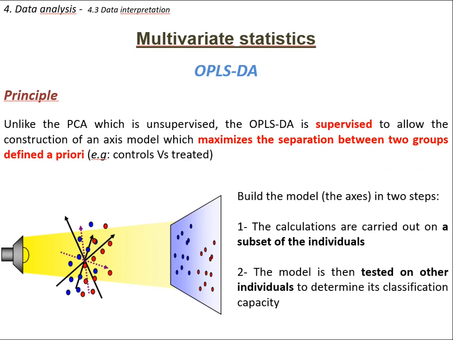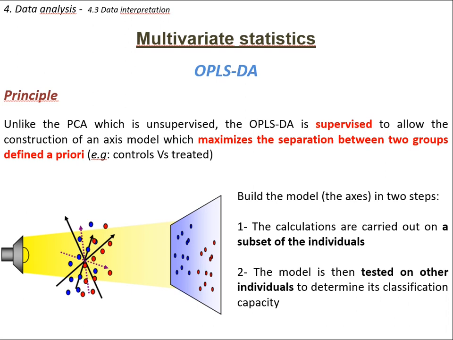Let's talk now about OPLS-DA. In that case, the difference with PCA is that OPLS-DA is a supervised analysis. And it's more a model construction than just an objective description of your data. The idea is to build a model that will maximize the separation between two groups you defined a priori. For example, white mice and black mice, or nude mice and white mice, and so on, or control versus treated.